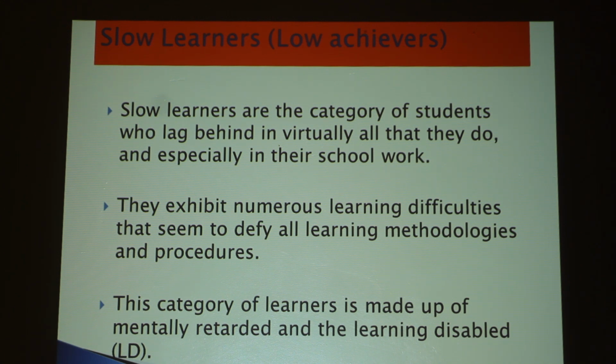You remember my assignment in the previous session to write 15 physical defects of a learner that can affect teaching and learning. And here we are looking at the category of learners that are mentally retarded. We call them the slow learners, the low achievers. We cannot say they are poor learners. We say slow. They learn but slowly.